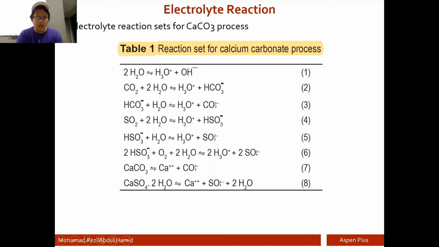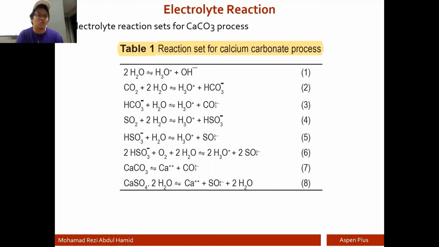In this case, for this paper, they also include the dissociation of gypsum, calcium sulfate dihydrate, in their process. However, I decided not to include gypsum in my components, so I don't have this reaction set. And if you want to use this reaction set for your Aspen Plus, you can do so, where you can edit or modify the reaction set.